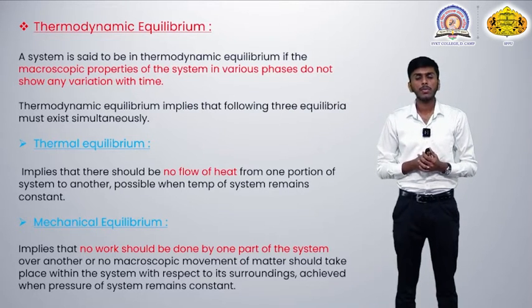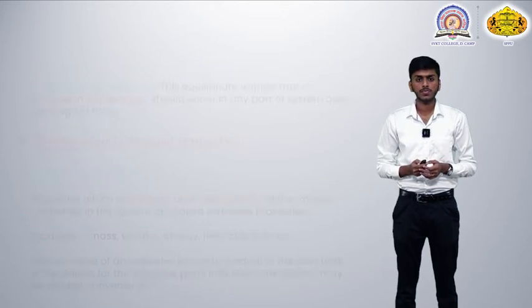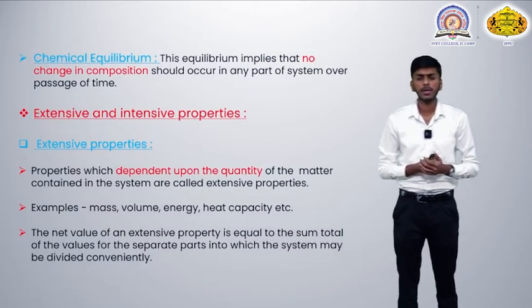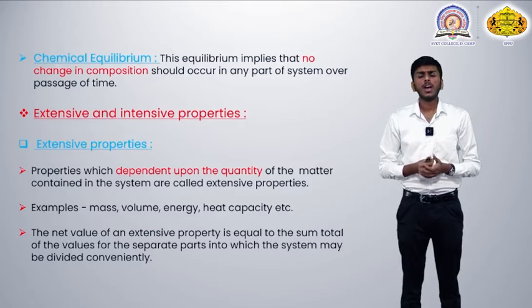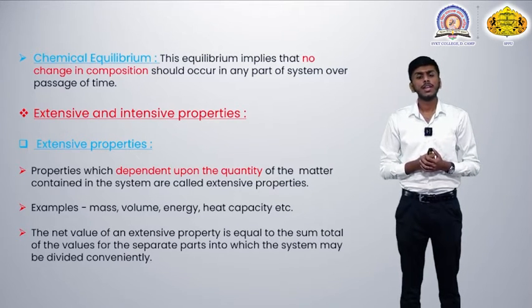The second equilibrium is mechanical equilibrium. It implies that no work should be done by one part of a system over another, or no macroscopic movement of matter should take place within the system with respect to its surroundings. It is achieved when the pressure of a system remains constant. Third is chemical equilibrium. It implies that no change in composition should occur in any part of a system over the passage of time. So we learn about three equilibria in thermodynamics.